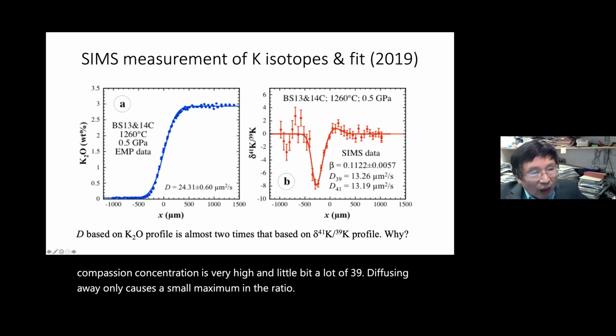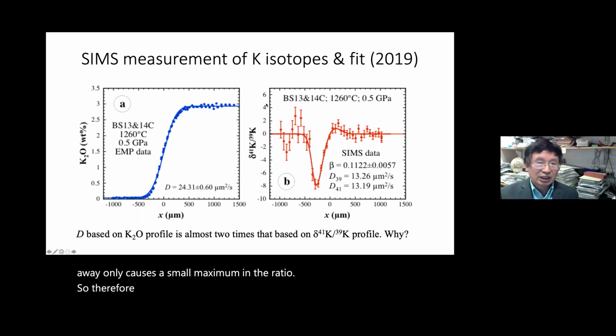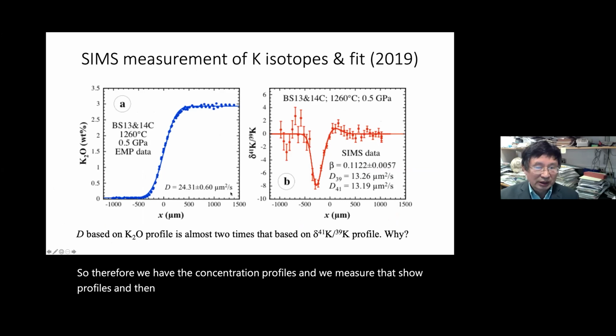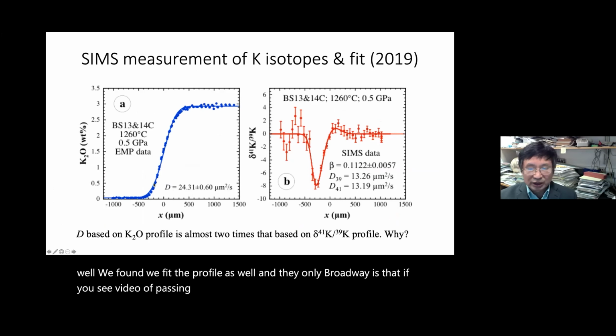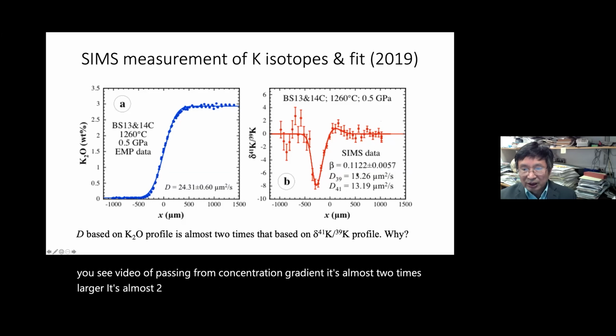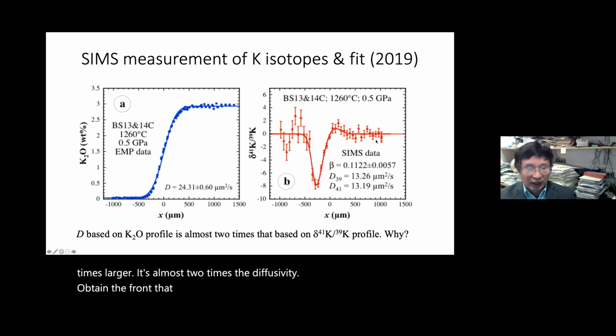So we have the concentration profiles and we measured the isotope ratio profiles. And then we fitted the equation and found everything works well. We fit the profiles well. The only problem is that the diffusivity of potassium from the concentration gradient is almost 2 times larger than the diffusivity obtained from the isotope ratio profile.